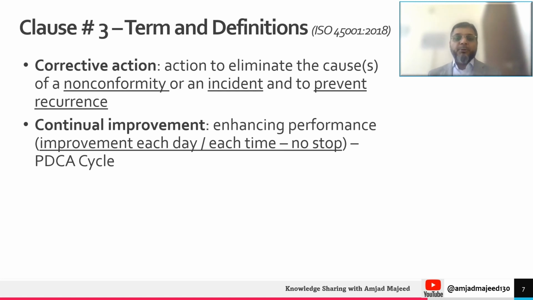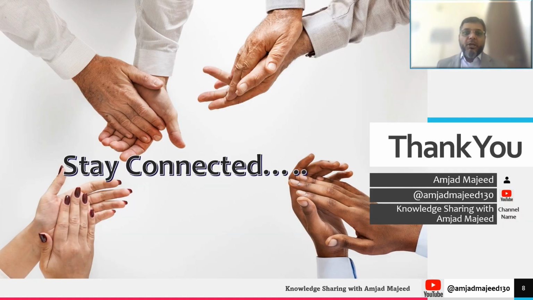Then continual improvement. Continual improvement is that you have to move on. The PDCA cycle, you remember from one of the videos I have gone through: plan, do, check, act. That is actually the continual improvement cycle. We will have a detailed discussion in clause number 10. But normally, wherever you are today, you have to improve day by day. That is called continual improvement.